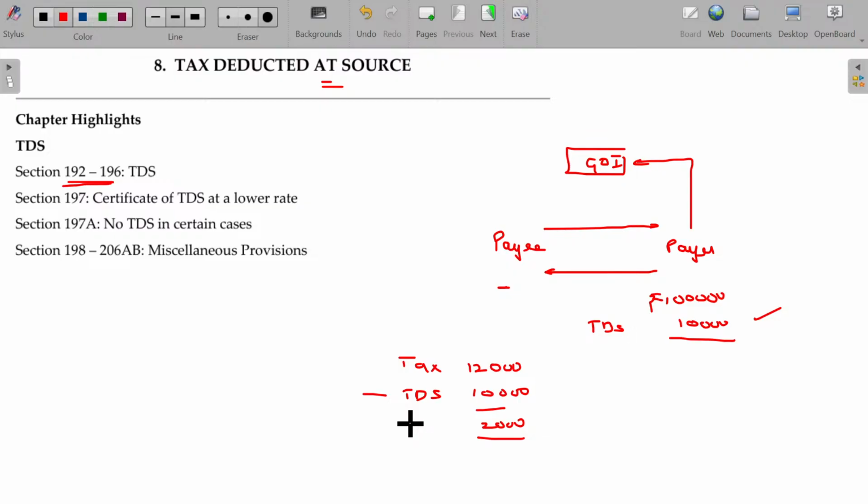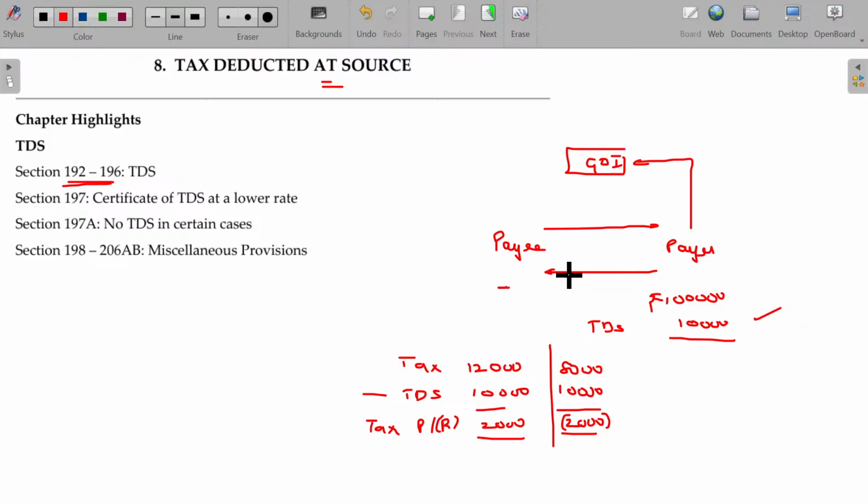This is the tax payment. Similarly, the payable tax calculated on his income is only 8,000, TDS being 10,000. What happens in this case? Now 2,000 negative balance is there. You can claim the refund. So tax either payable or refundable from the government.